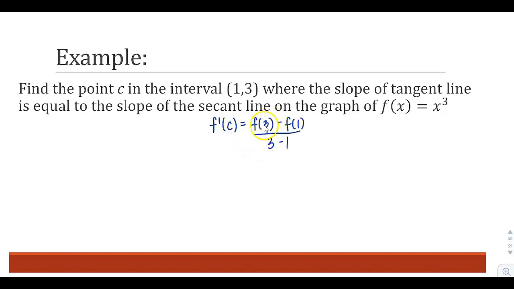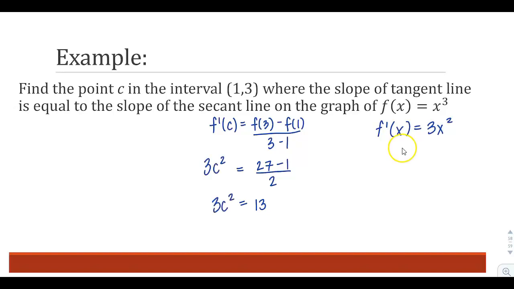We'll go ahead and substitute in 3 and 1. So 3 cubed is 27, and 1 cubed is 1, all over 3 minus 1 is 2. So we have 26 over 2, so we have 13. Now we need to write f prime of c as a function. We know f prime of x is 3x squared, so we're plugging in 3c squared to solve for c.